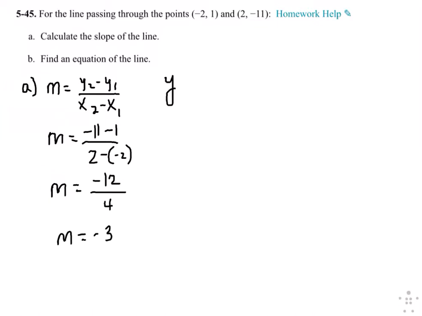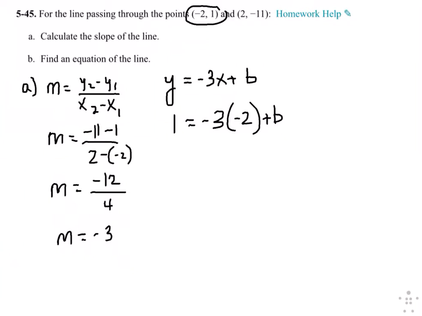So now we know the equation is y equals negative 3x plus b, the y-intercept. Then we need to take one set of these points. I'll take the first one and substitute in. So y is 1, x is negative 2, and we're going to solve for b, right, because b is the unknown. So 1 equals negative 3 times negative 2, which is 6, plus b. Subtract 6, we get negative 5 equals b, right?